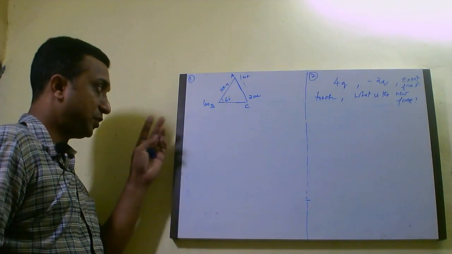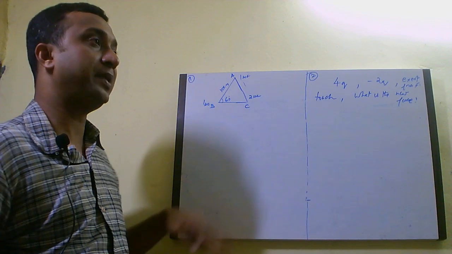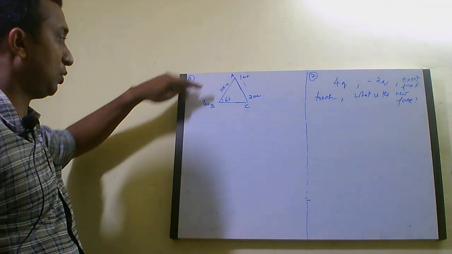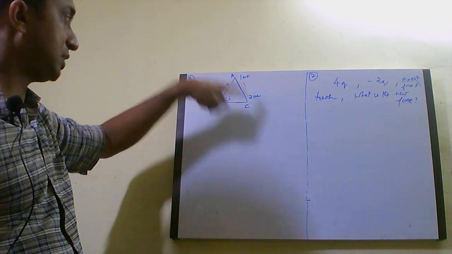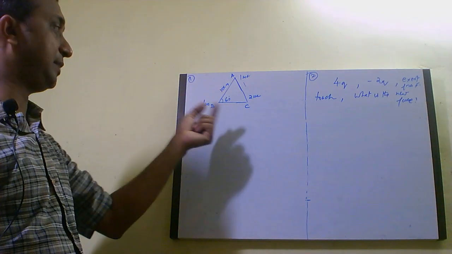Let us discuss a few numericals related to Coulomb's law. Normally some questions like this will be asked in the exam. Now there are three charges, 1 microcoulomb, 1 microcoulomb and 2 microcoulomb, kept at the three corners of an equilateral triangle whose side length is 10 centimeter.